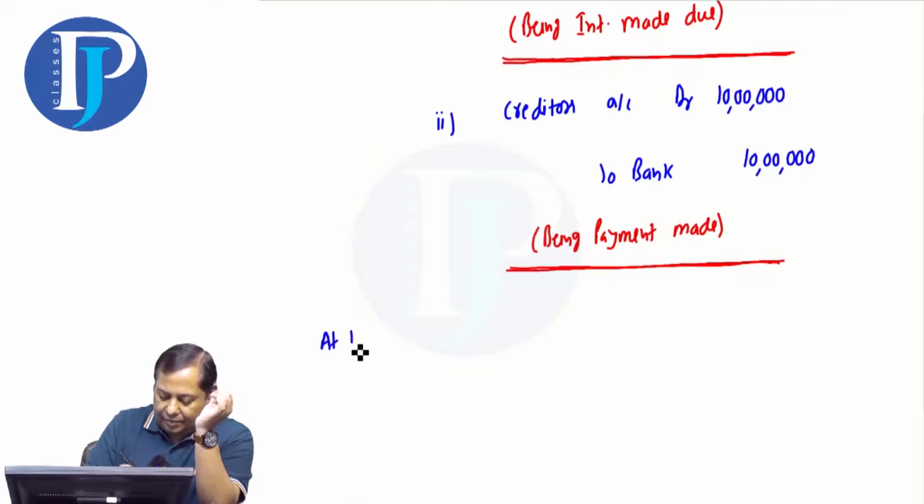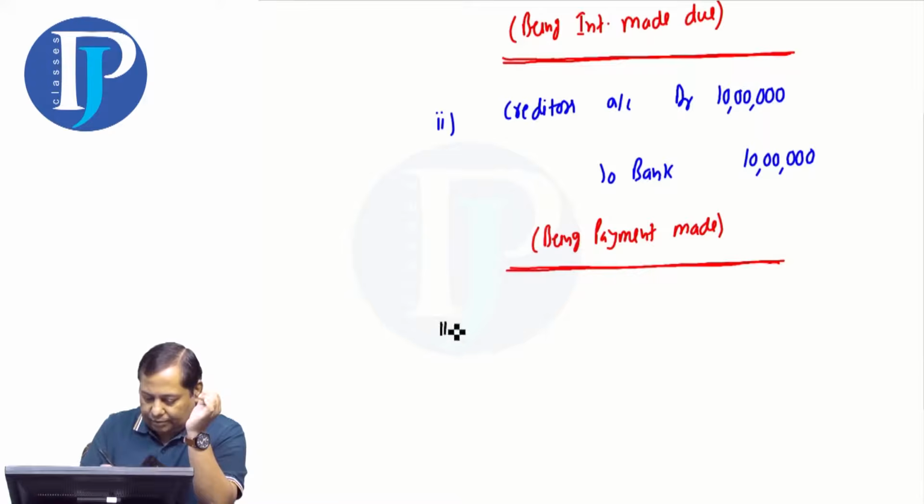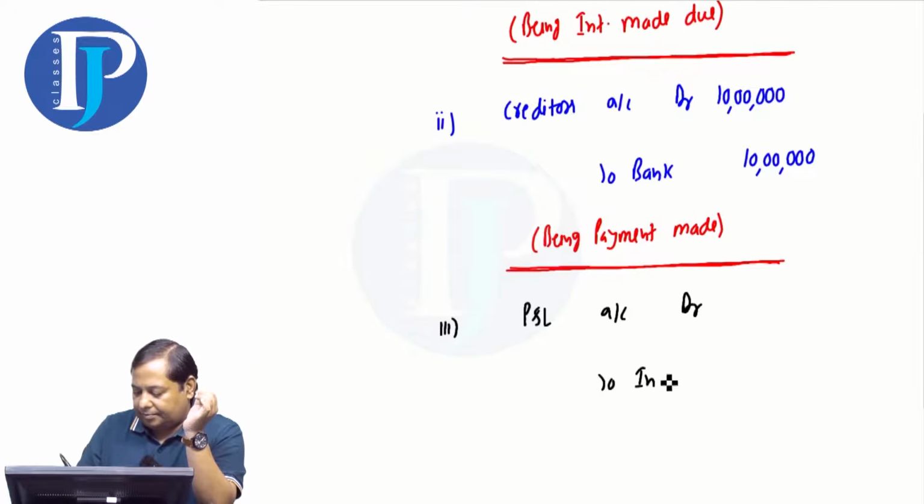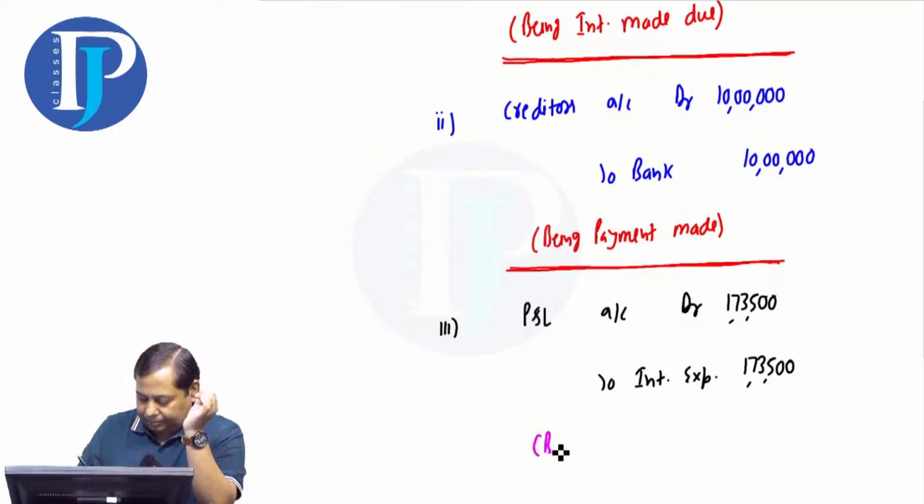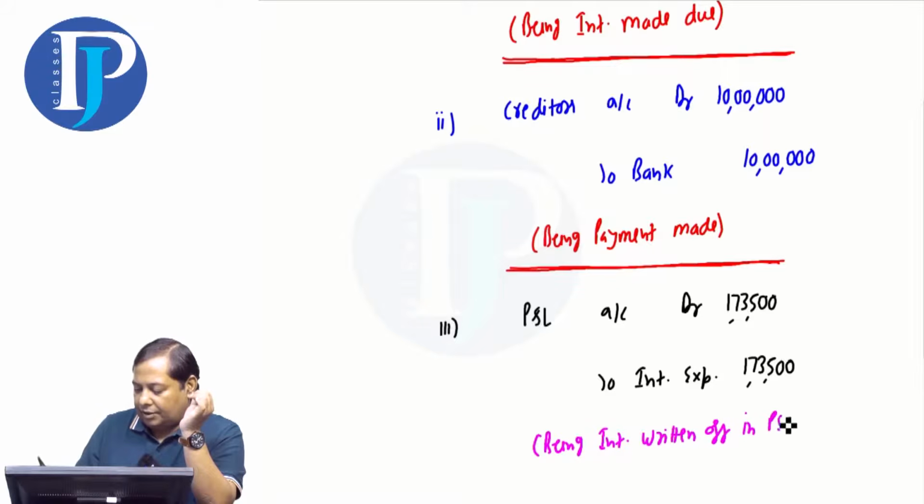Let's move on. Okay, you can also pass one more entry if you want to show it. Profit and loss account debit to interest expense. You can show this entry. Being interest written off in profit and loss account.